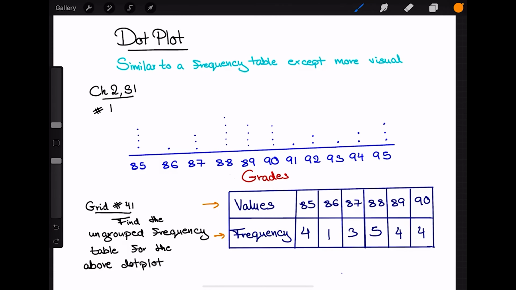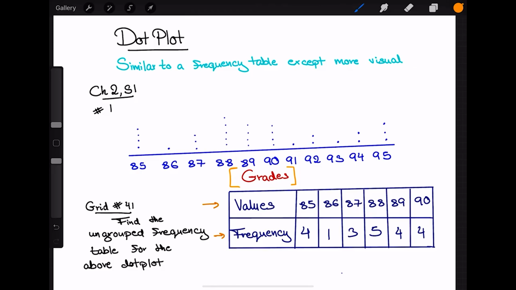Now, when you're writing a dot plot, do not forget to write a description for the values, otherwise you may lose marks if this does come as a written part. This description is just how the question describes the numbers. In this case, it's grades, or it could be number of apples, number of something, whatever.